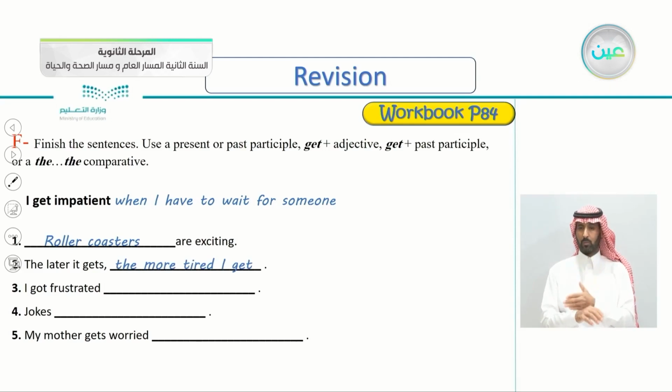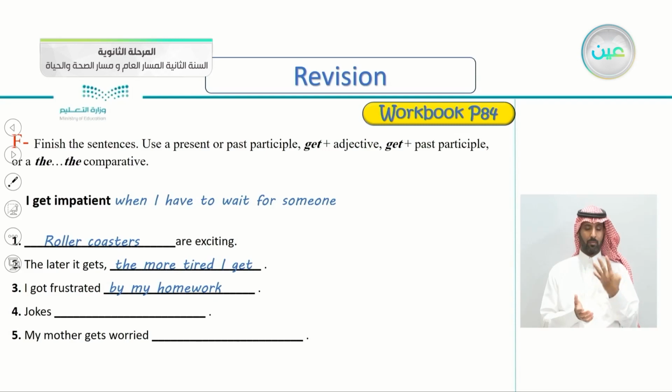The later it gets. We're talking about time, of course. The more tired I get. Number 3, I got frustrated. So I got, this is here, get plus the past participle, of course. I got frustrated. Try to continue. Very good, but I've chosen here by my homework. I got frustrated by my homework.